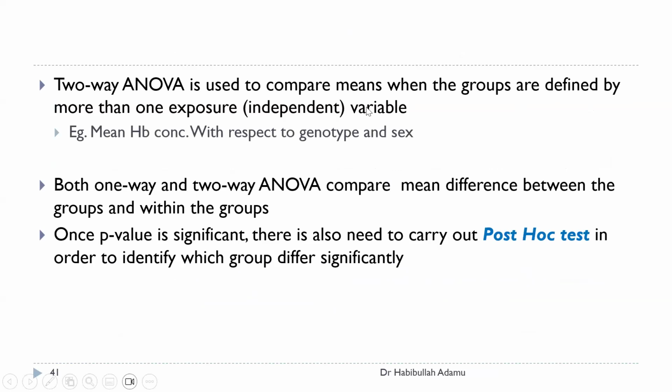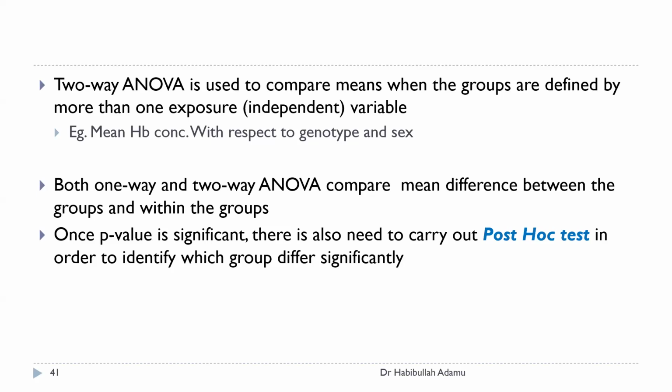Both one-way and two-way ANOVA compare mean values between groups and within group. What is meant by between group and within group? For example, if we have 3 groups, SS, AS, and AA, ANOVA will compare the mean difference between these 3 groups. That is 1. It will also compare the values within each group.